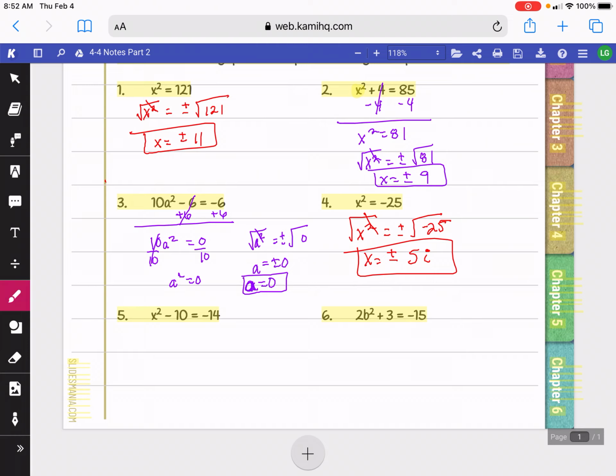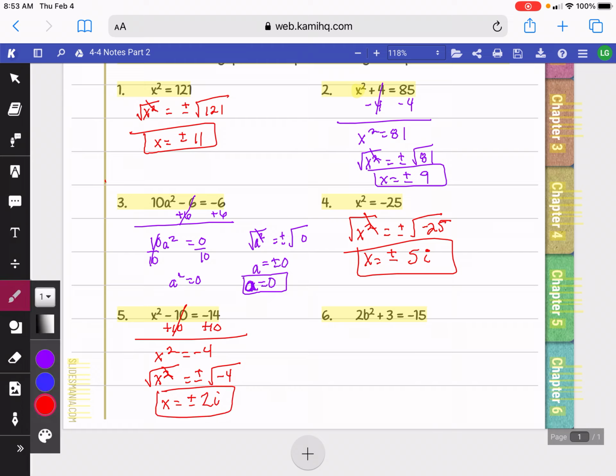Next, I'm going to get x squared by itself. I'm going to add 10 to both sides. So I have x squared equals negative 4. And now I can square root both sides. So I have x equals positive or negative. The square root of negative 4 is going to be 2i. So square root of positive 4 would be 2. Square root of negative 4 is 2i.